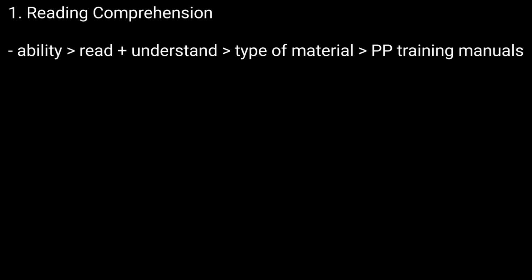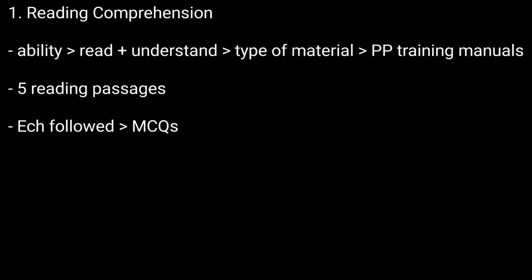So this test measures a person's ability to read and understand the type of material found in power plant training manuals. The reading comprehension test consists of 5 reading passages, with each followed by several multiple choice questions about the passage. Now the test has 36 items and a 30-minute time limit.